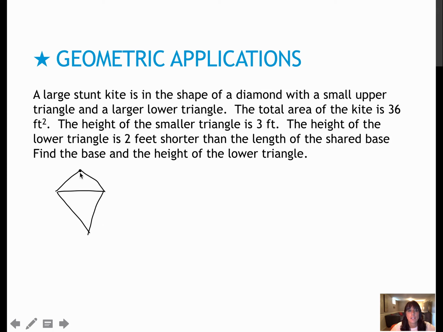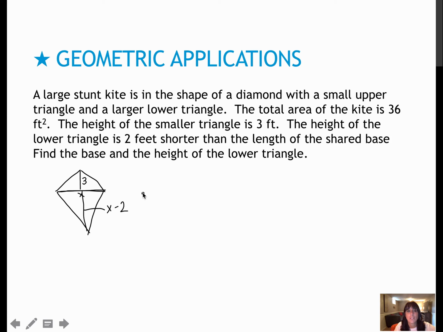It tells us that the height of this smaller triangle is 3 feet. It tells us that the height of the lower triangle is 2 feet shorter than the length of the shared base. So let's call this shared base x. That's all the way across is x. The height of this triangle is 2 feet shorter than that. So this is going to be x minus 2.